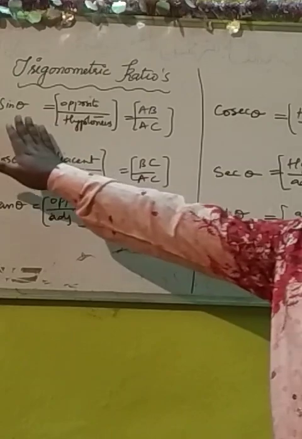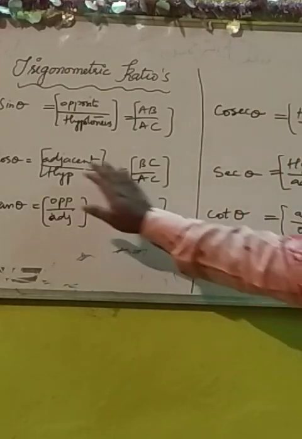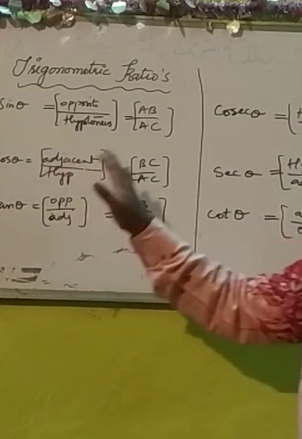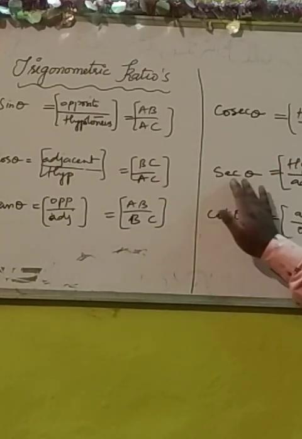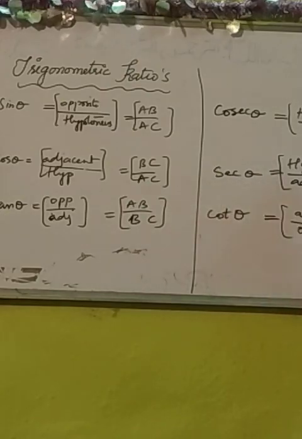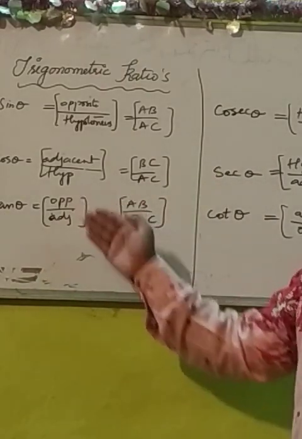First is sin theta, which is opposite by hypotenuse. If you take the reverse of it, you will get cosecant theta. What is cosecant theta? It's hypotenuse by opposite. Likewise, we have cos theta, which is adjacent by hypotenuse. If you take the reverse of it, then secant theta, which is hypotenuse by adjacent. Likewise, we have tan theta, which is opposite by adjacent.